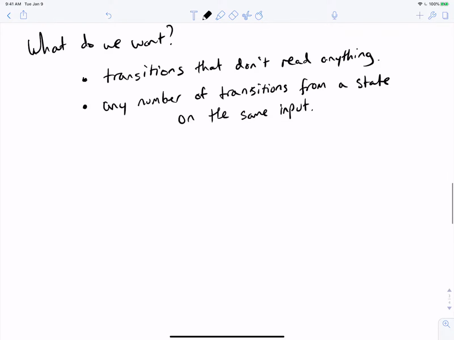So here's the definition. Instead of talking about a deterministic finite automaton, DFA, we're going to talk about something called an NFA, which is a non-deterministic finite automaton. An NFA is a DFA, but allows for these two.